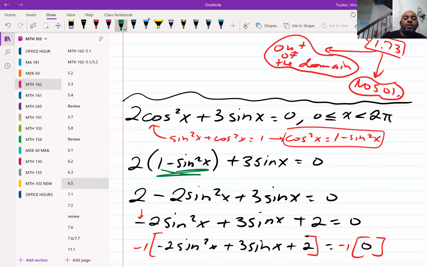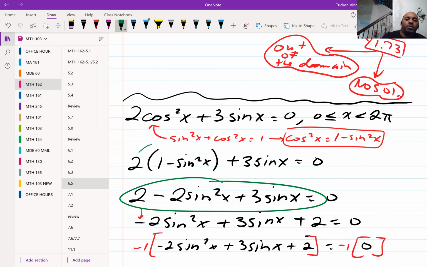And I substitute that in for cosine squared x. So that's 2 times 1 minus sine squared x plus 3 sine x equal to 0. All right, so this is what we have after I distribute the 2.